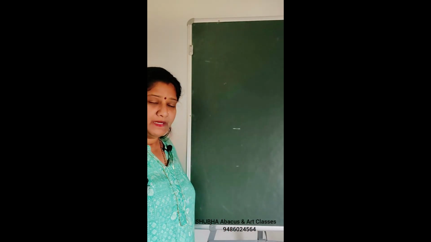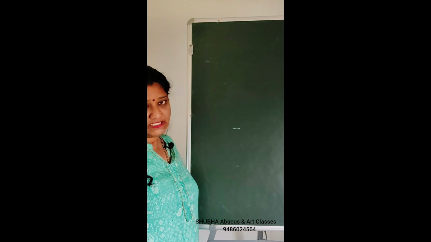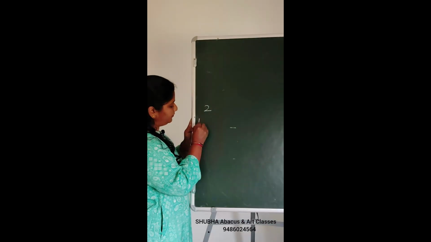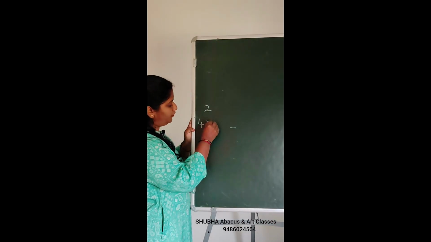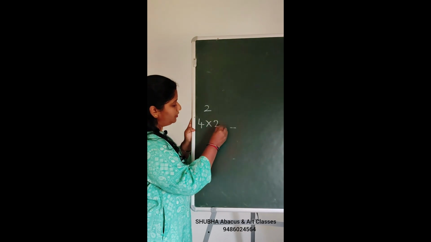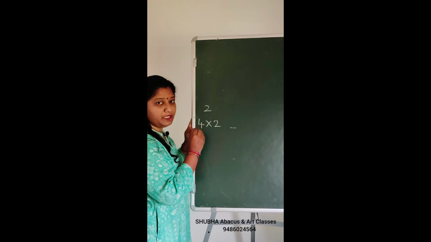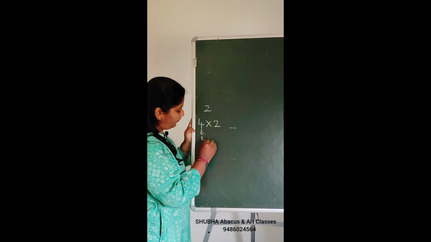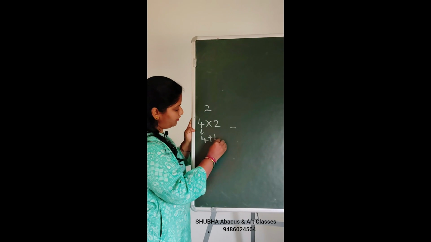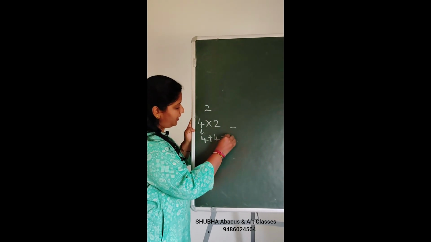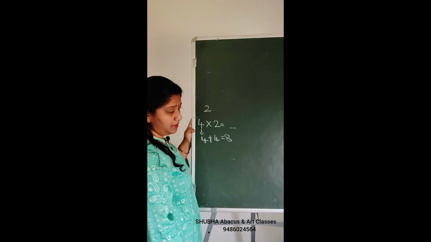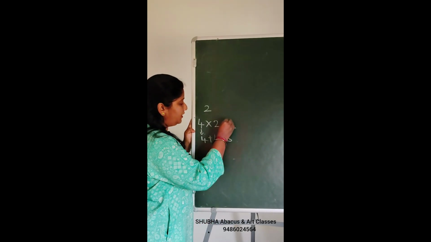Trick of multiplying by 2 is just nothing but doubling the numbers. 4 multiplied by 2 is nothing but doubling of 4, that is 4 plus 4 equal to 8. So 4 multiplied by 2 is 8.